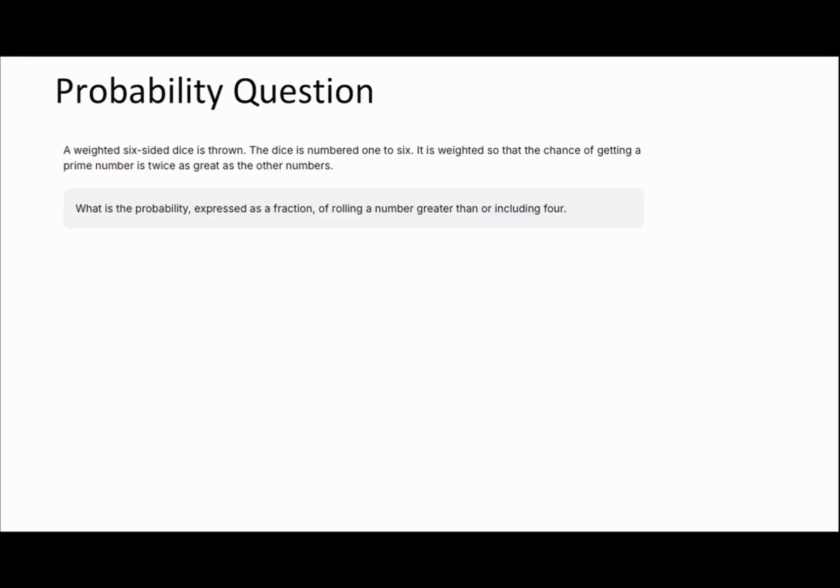Okay, so a weighted six-sided dice is thrown. The dice is numbered 1 to 6. It's weighted so the chance of getting a prime number is twice as great as the other numbers. So you've got 1, 2, 3, 4, 5, 6.